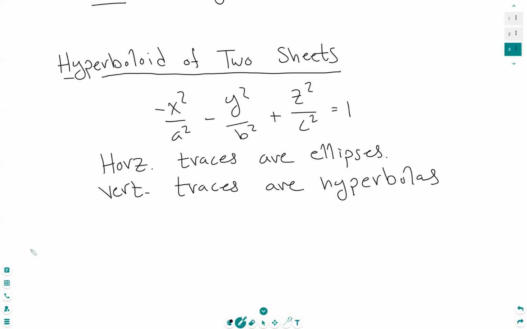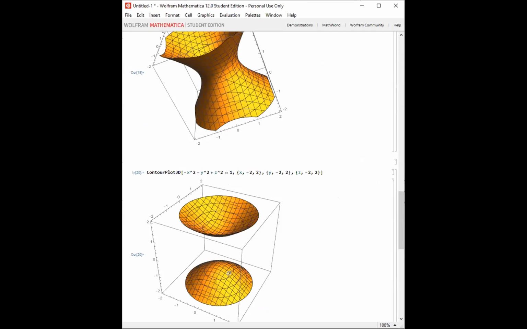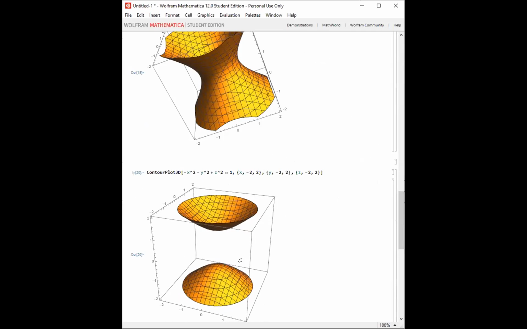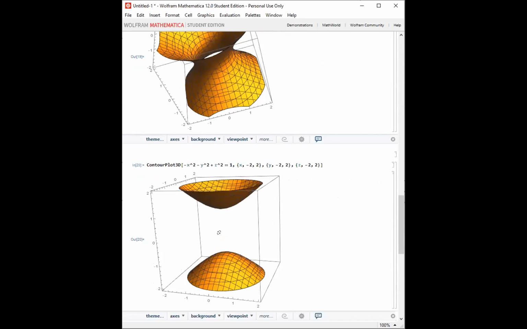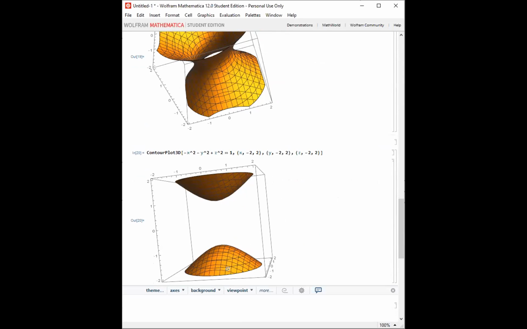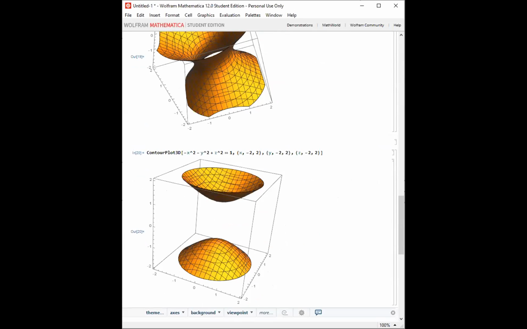So now let's look at an example where we have negative x squared minus y squared plus a z squared is equal to 1. And this is why it's called of two sheets, because nothing exists in between these two, unlike the one sheet where it's a continuous surface. This has a discontinuity where it kind of just jumps across. Right, and you can still see we have these ellipses. In fact, in this case, we've got circles here. And if we do some vertical slicing, we're going to get some more hyperbolas.